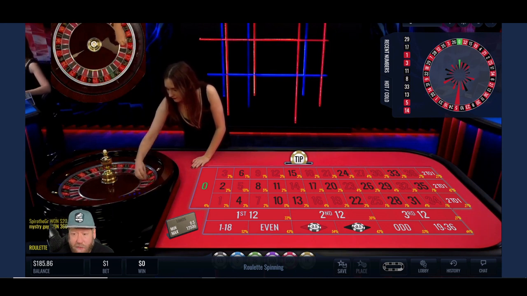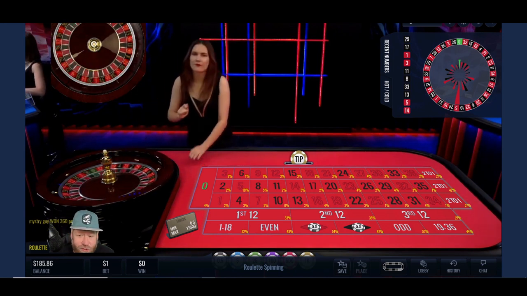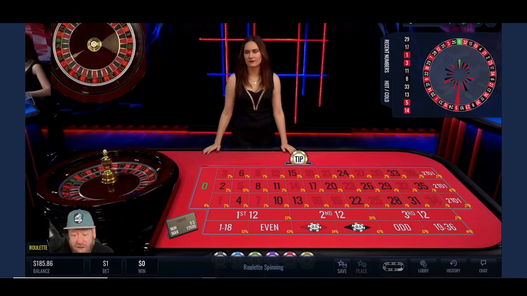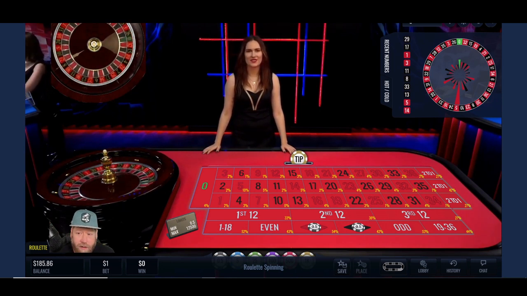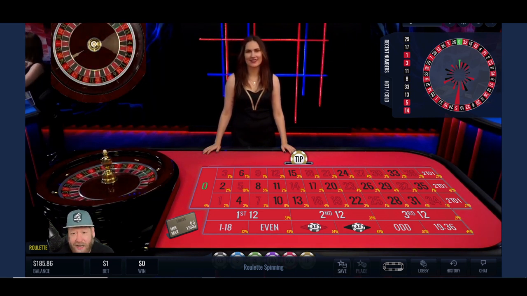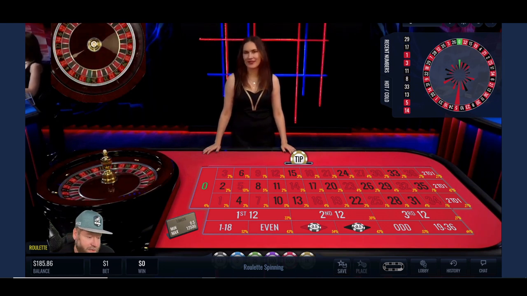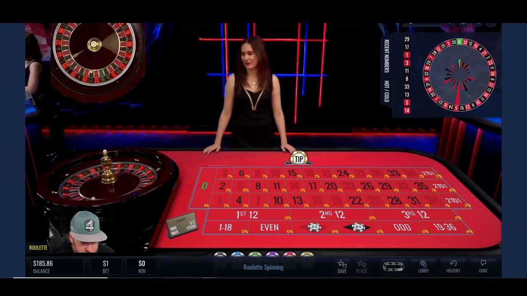I like waiting for 3 on columns because columns do get streaky. 2 dozens I feel like are a little bit less, but you know. Last time we did play this strategy, we had to fight. We lost a couple of times, and we had to battle back up to get to profit. Hopefully it'll go a little smoother this time.